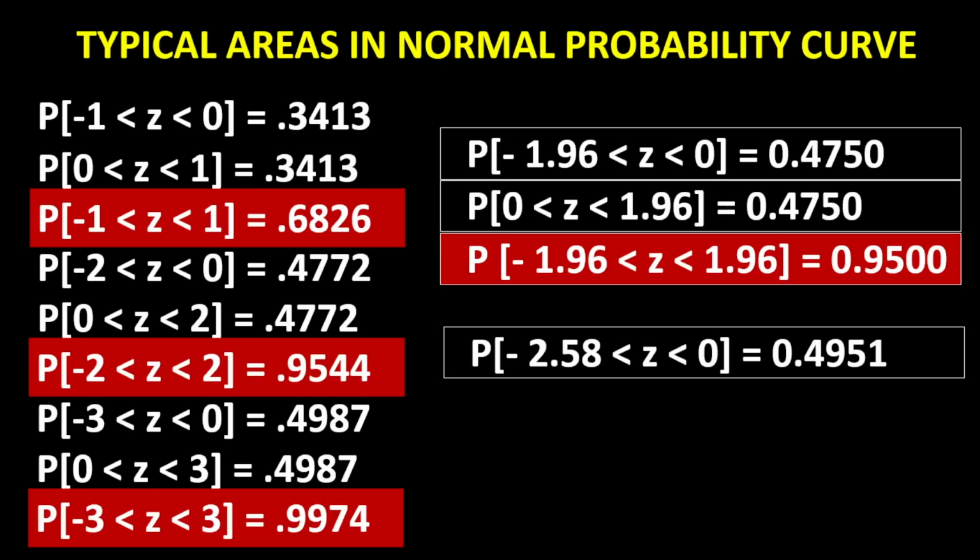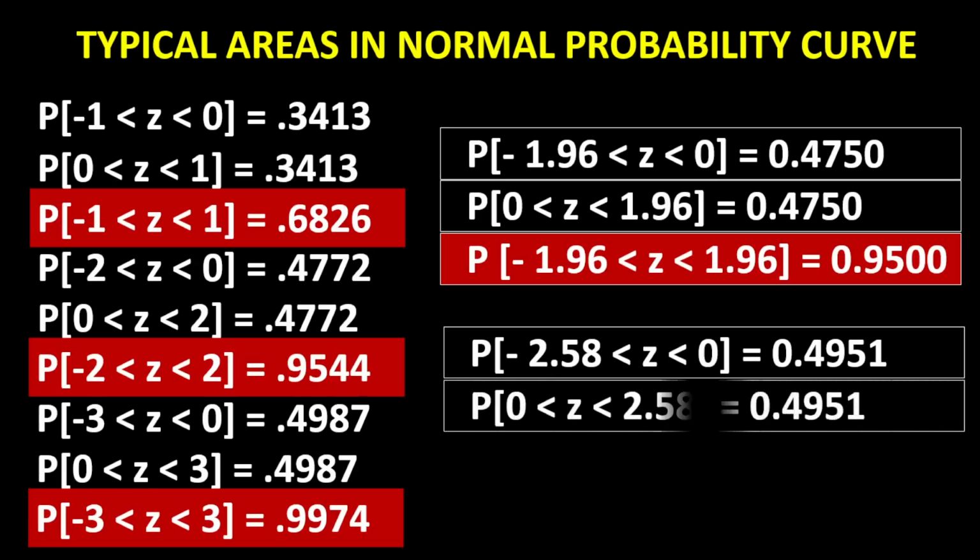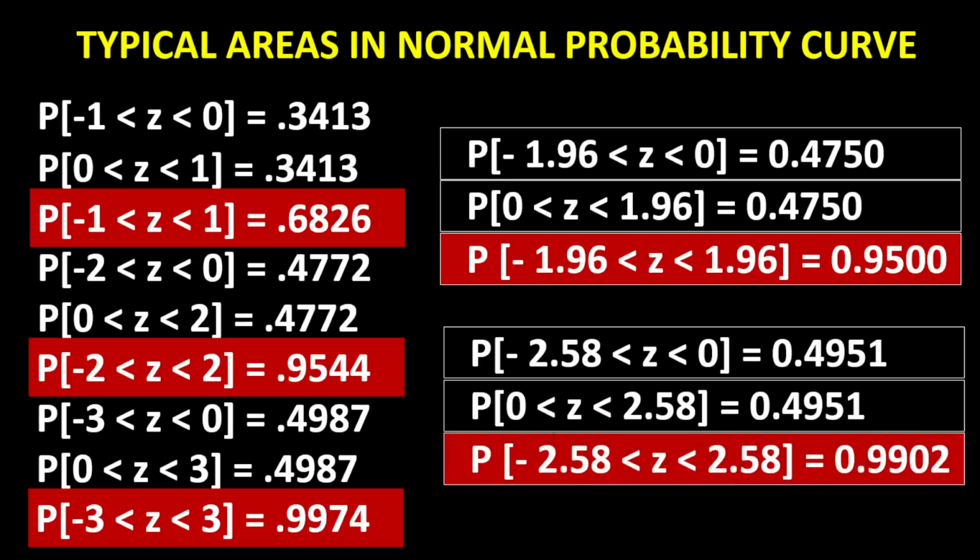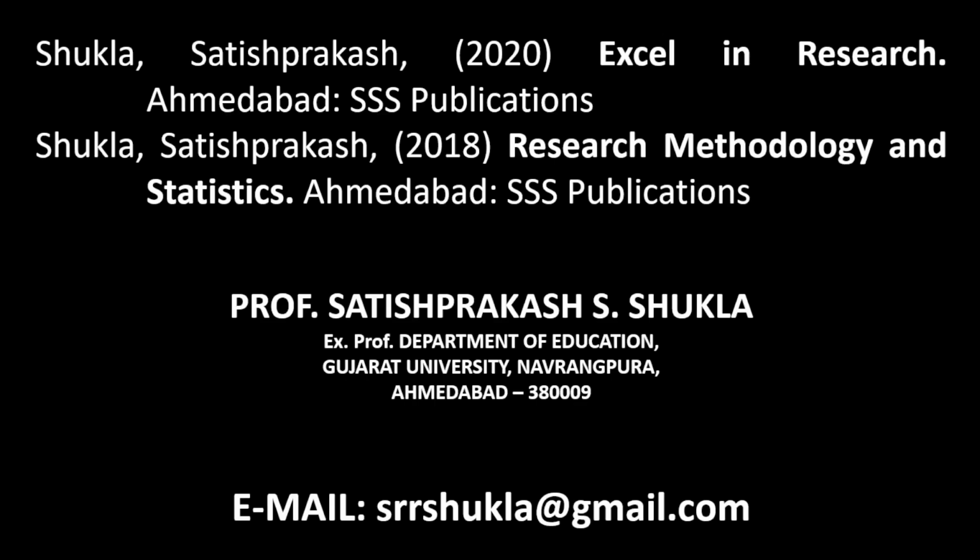Probability minus 2.58 less than Z less than 0 is equal to 0.4951. Probability 0 less than Z less than 2.58 is equal to 0.4951. Probability minus 2.58 less than Z less than 2.58 is equal to 0.9902. Friends, in this video we have seen different areas in normal probability curve. In next video we will discuss more about normal probability curve.